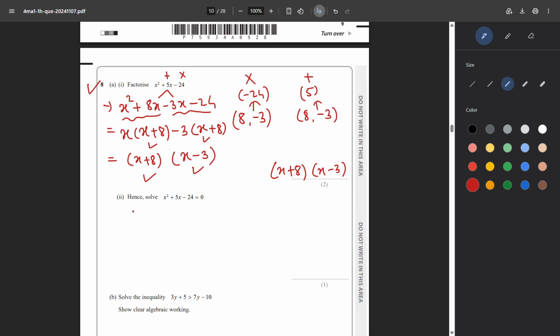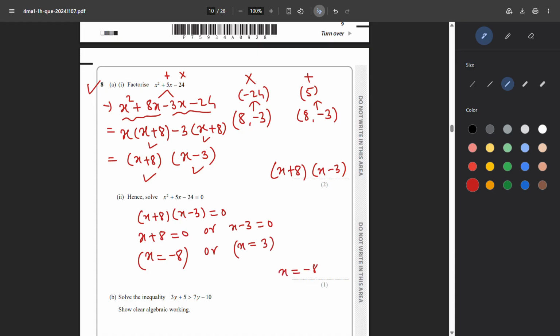We have to solve also, which means you have to find the values of x also. We know the factors of this equation, x plus 8 and x minus 3, put equal to 0. So either x plus 8 is equal to 0 or x minus 3 is equal to 0. So the first value of x: if I move plus 8 to the right-hand side it becomes minus 8, and if I move minus 3 to the right-hand side it becomes plus 3. So the values of x are minus 8 and 3.